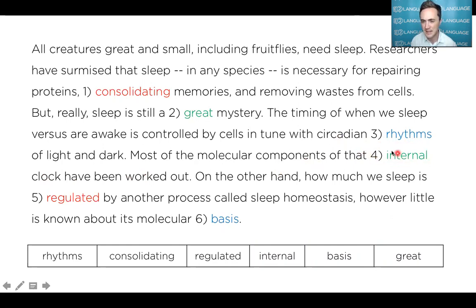Because it can't be an article, you can't say that the clock must be an adjective. And we've used the adjective here, therefore it must be internal. And here we have part of the verb, the auxiliary verb. We sleep is regulated. So that's the collocation, because we regulate sleep. And here, well, this is a noun and this is the adjective, find molecular basis.